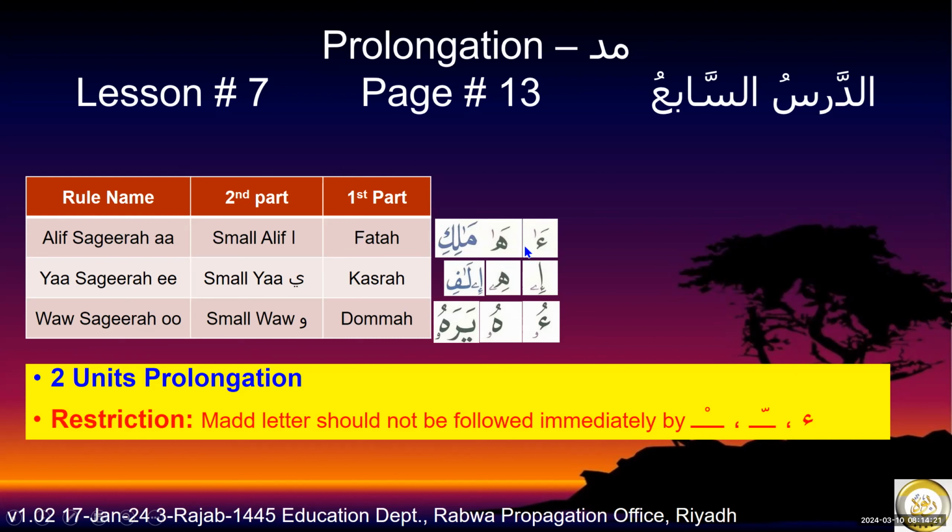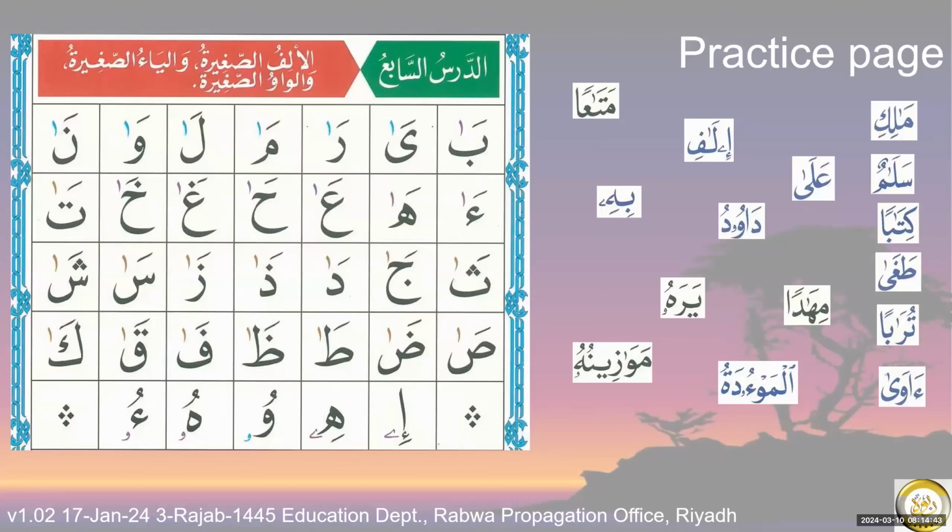If it is followed by any of these things, then it is no more restricted to two units. It has to be prolonged more than two units. So in the coming pages, we can see this, inshallah. So any doubts until here? This is a sagira rule. Let us see more examples on the page of a lesson also.